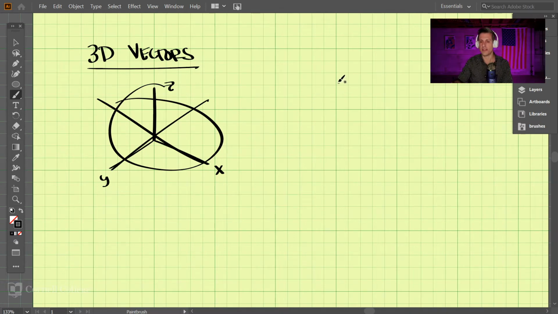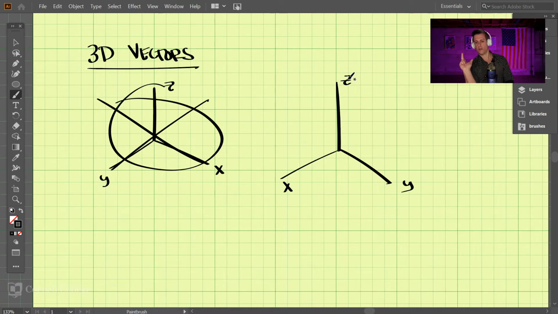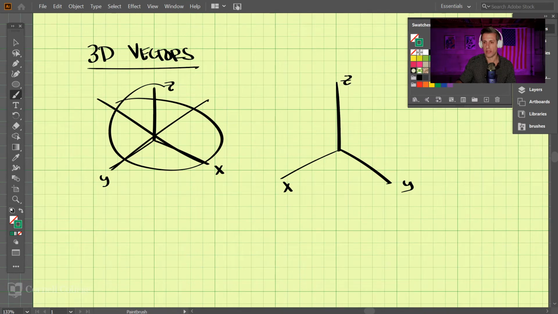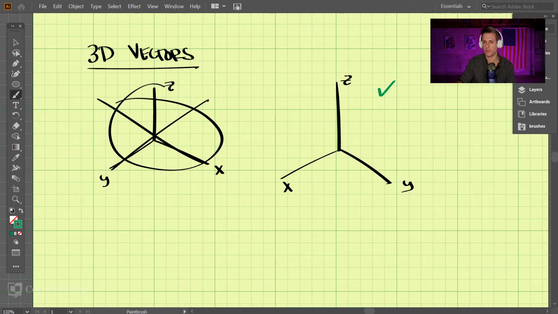All right, to make this a right-handed coordinate system, we need to flip-flop the y and the x-axis. Okay, so now I can put my thumb in the x direction, my first finger in the y direction, and the z should be pointed up. All right, so that is a right-handed coordinate system. So make sure you're always using a right-handed coordinate system here.